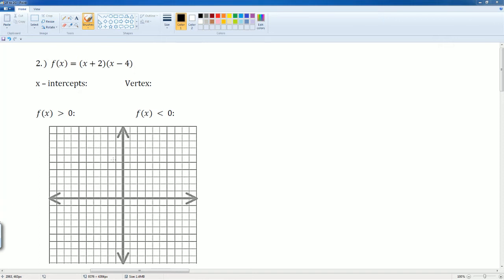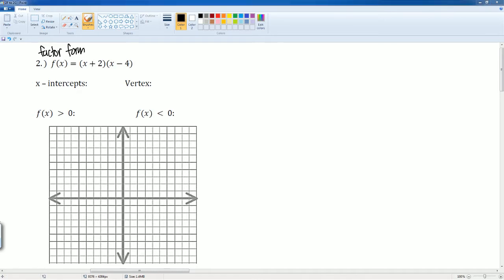Welcome to the homework solution tutorial on 2F to 2G. Here we're just going to do number 2. Here we have the function x plus 2 and x minus 4. This is interesting because they give this to us in factored form. Once it's in factored form, let's see what they ask us to do.